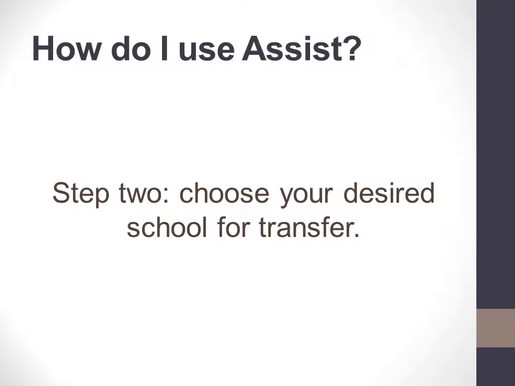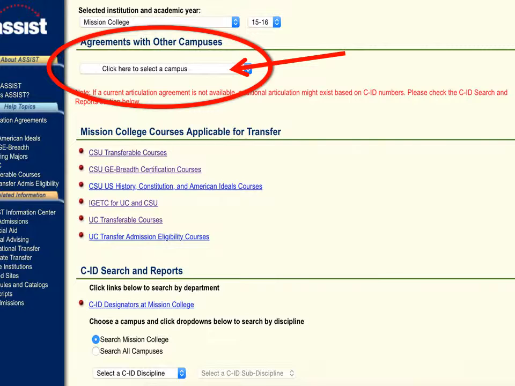So the next step after Amy has chosen Mission College is to open up the second drop box that appears and choose the school that she desires to transfer to. This is what the screen looks like after Mission College is selected. There are many options from here, but first I'll show you how to explore by specific schools.